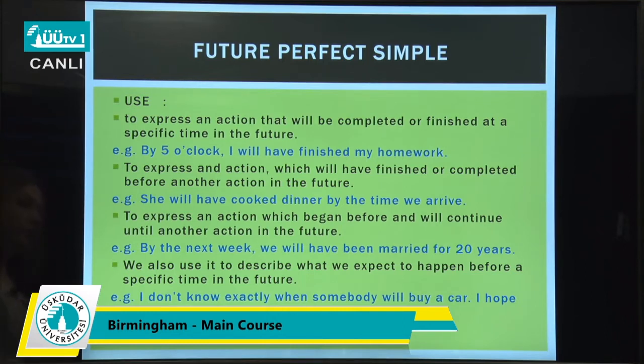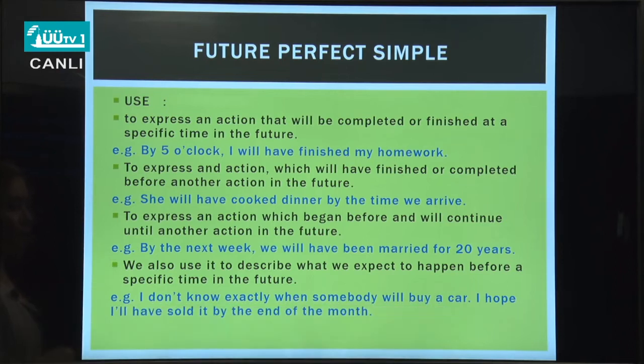And the last usage of that is, as the final thing, I can say that we also use it to describe what we expect to happen before a specific time in the future. For example, I don't know exactly when somebody will buy a car. I hope I will have sold it by the end of the month. It means that it is a kind of expectation. Until the end of the month, I will have sold it. So, you can just go over it very fast. They are very close to each other.